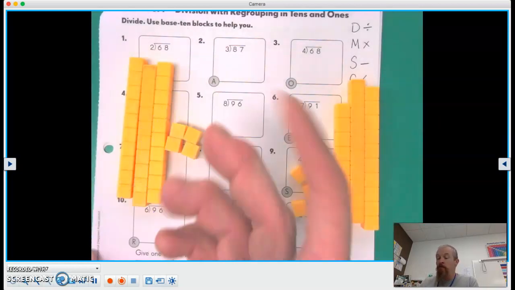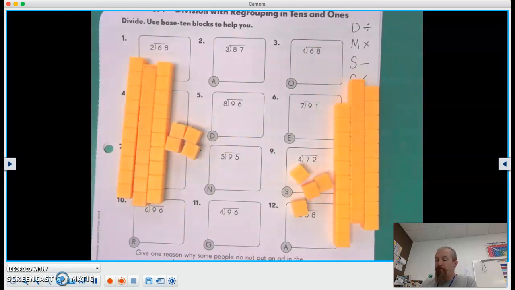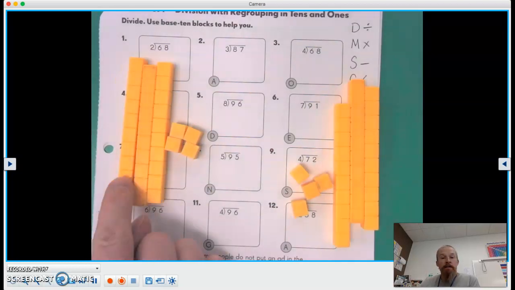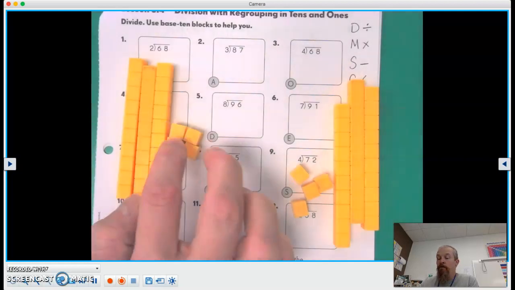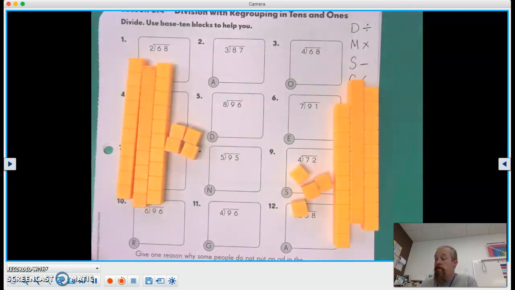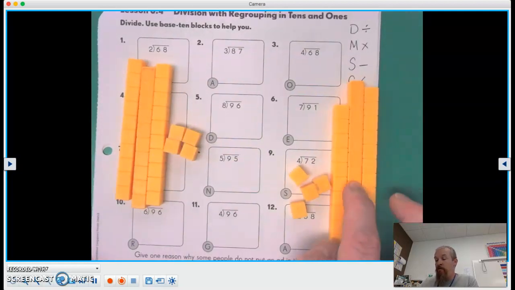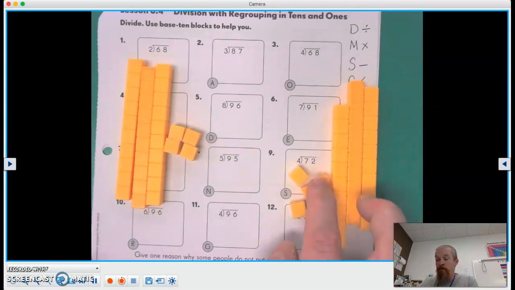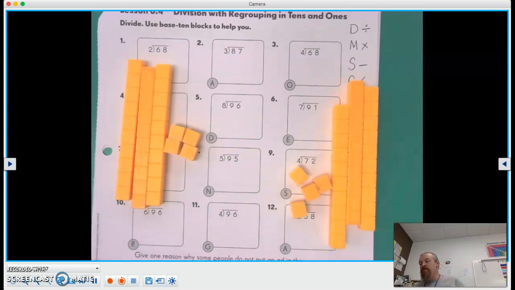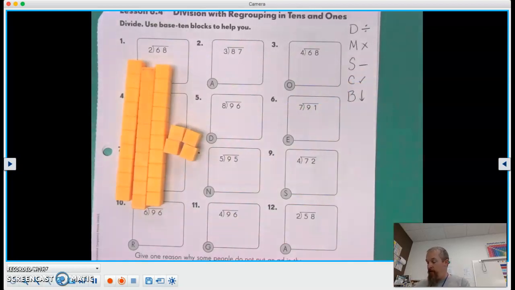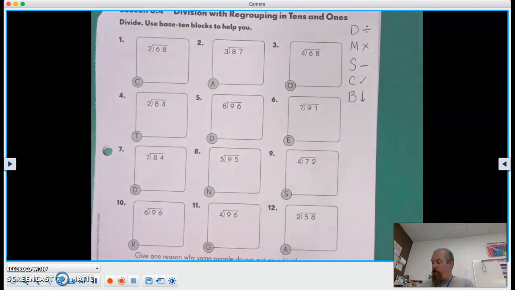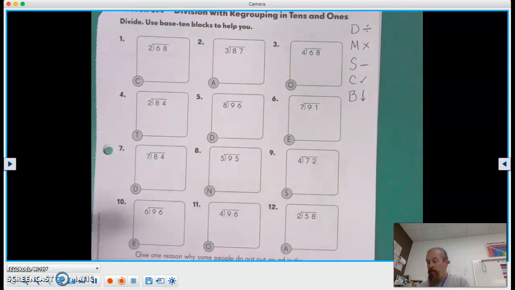Okay, so I have two equal piles, right? On this side I have 10, 20, 30, 31, 32, 33, 34. On this side I have 10, 20, 30, 31, 32, 33, 34. So we just divided 68 into two groups. Each group has 34. Now we're going to change it up a little bit, and we're going to do it like we would if we were doing long division.